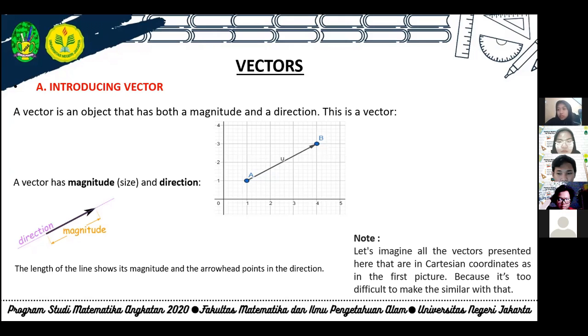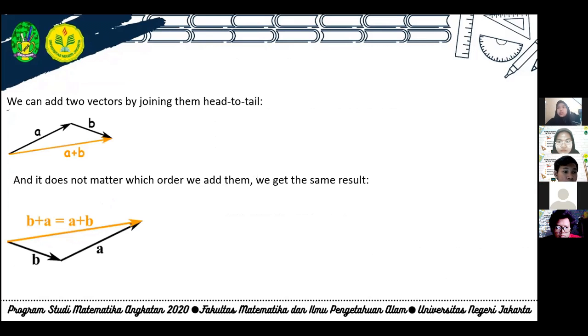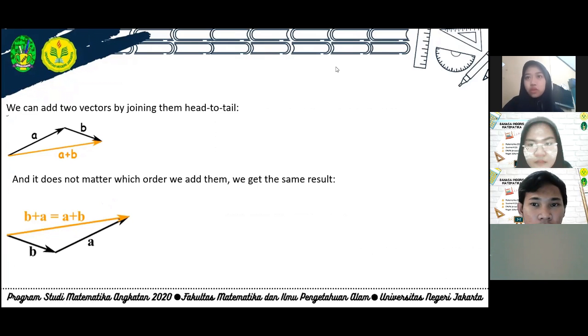Note, let's imagine all the vectors here are in Cartesian coordinates, as in the first picture, because it's too difficult to make a similar one. We can add two vectors by joining them head to tail. As you can see, A plus B is the line from the head of A to the tail of B. It doesn't matter which order we add them, we get the same result. That is, B plus A equals A plus B.